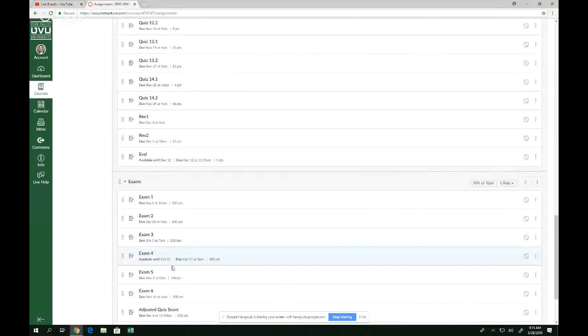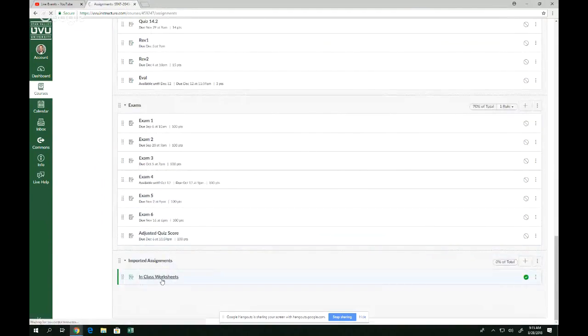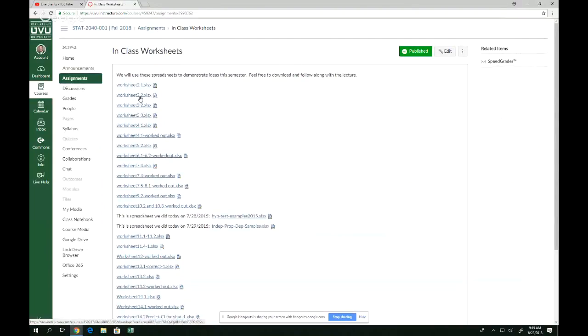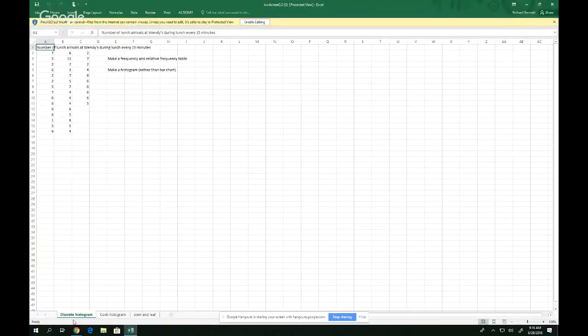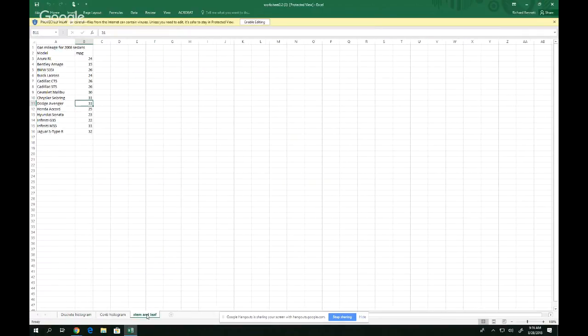So go ahead and go down to the bottom here, in-class worksheets. We'll open up the same sheet we had yesterday, worksheet 2.2. There's a couple things that I kind of glossed over because I was in a hurry, so I just want to finish those up. One of those is the stem and leaf plot. So you can see those here.